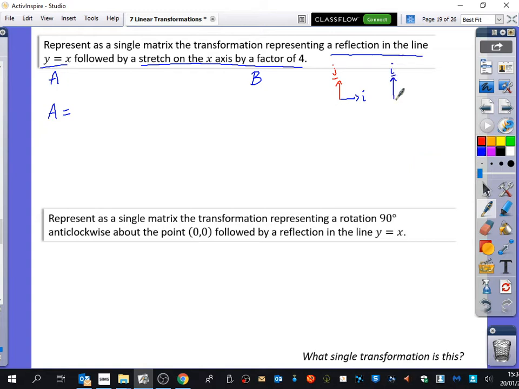So we get i hat, j hat, which means that we should be able to construct the matrix 0, 1, 1, 0. Now, if we think about B1, it says a stretch on the x-axis by a factor of 4. So i is the only one that's going to change here, and it's going to stretch all the way out, obviously, to 4i. Don't forget for me to underline that. And then we've got j. So when we want to do that stretch, our B should say what?